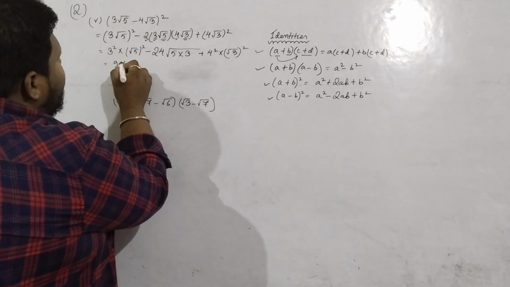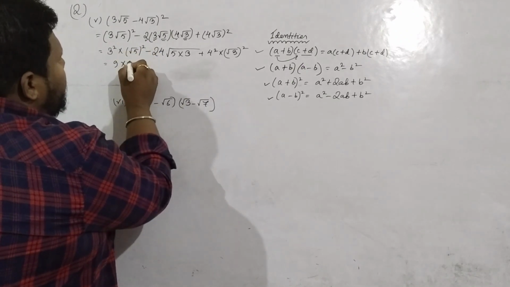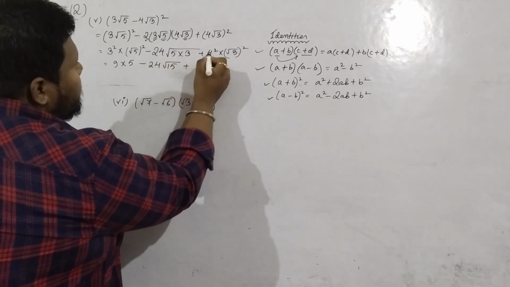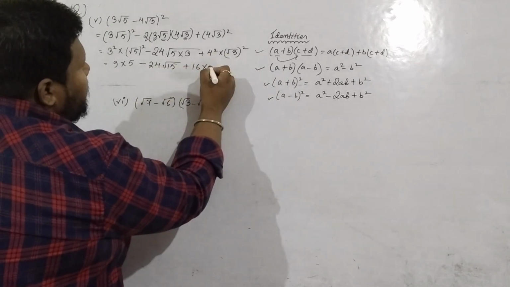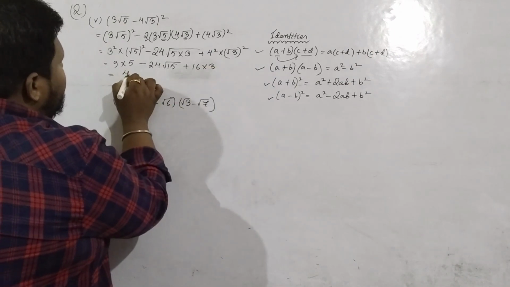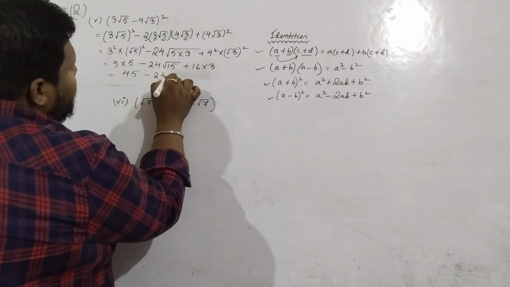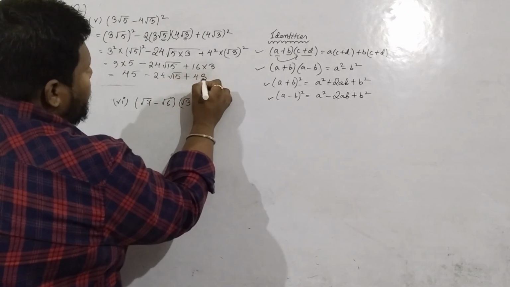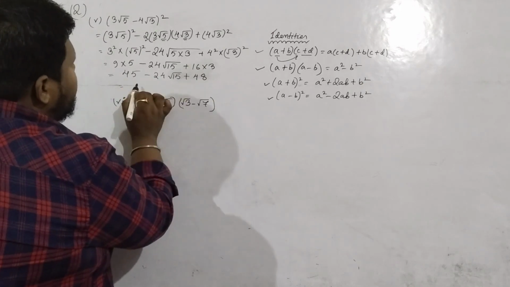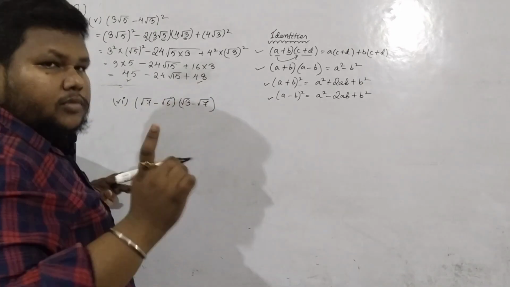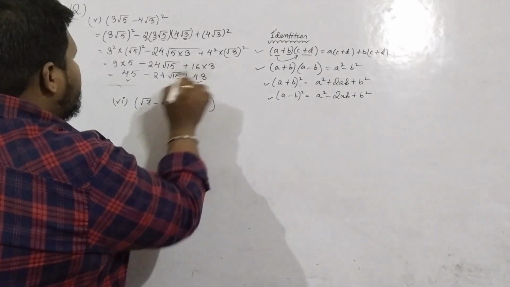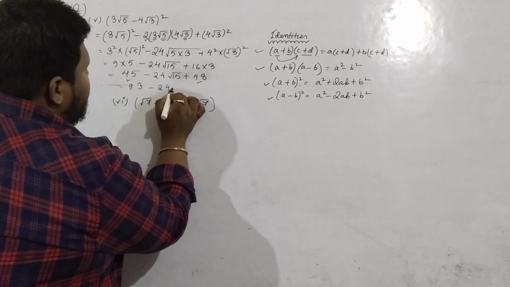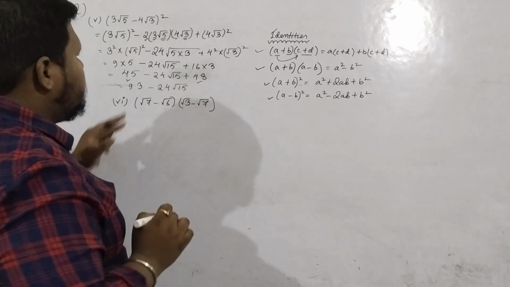Now 3 square is what? 9. Root over 5 square, you see square and square root cancel, so 5. 24 root 15 plus 4 square is 16 into root 3 square is 3. 9 5s are 45 minus 24 root 15 plus 16 3s is what? 48. Now 45 plus 48, because these both are rational numbers, so we can surely add them. 45 plus 48 is what? 93 minus 24 root 15. So this is your answer.